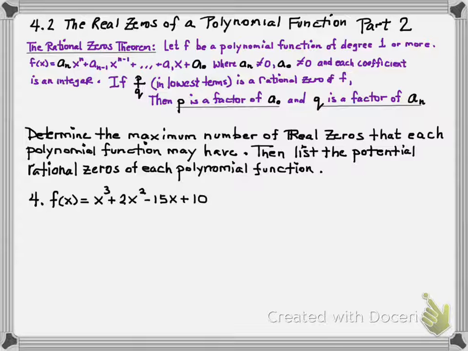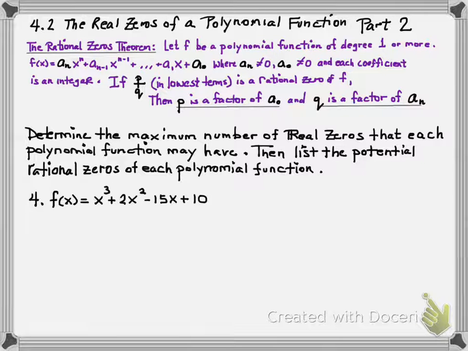So here we go. If p over q in lowest terms is a rational zero of f, then p is a factor of a sub 0 and q is a factor of a sub n. Alright, so what does this mean? Well, let's jump right into it.